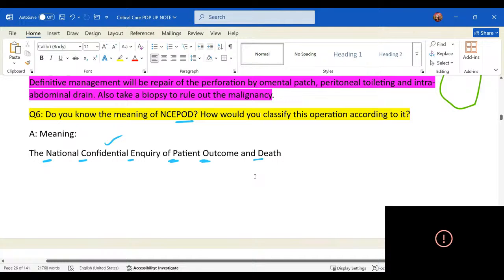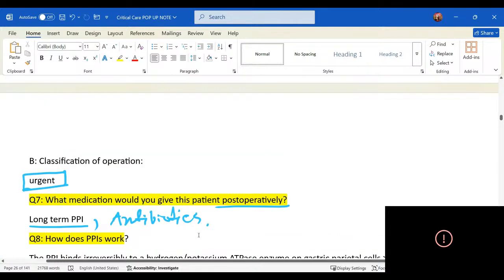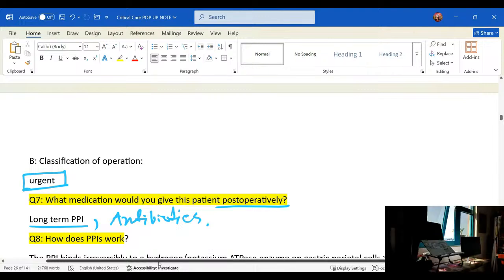NCEPOD stands for the National Confidential Inquiry into Patient Outcome and Death. Classification of this operation, perforated gastric ulcer: it is urgent.